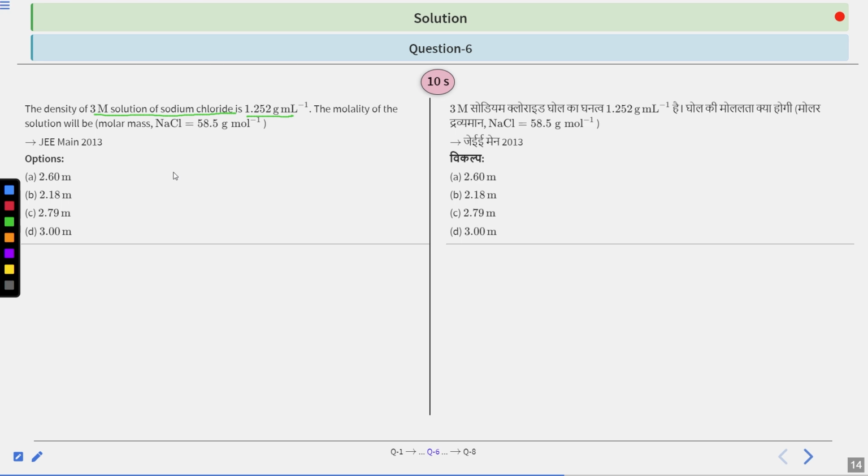How can we do it? The density is given, and your molarity is given. From this you can calculate the mass of the solution, and then you can subtract the mass of the solute, which we calculate from the number of moles. If you subtract it, you will get the mass of the solvent. Clear? And now your moles are already defined, so you can use this to find the correct answer. So 10 seconds to solve this question starts now. Time is up. Moving on to the solution.